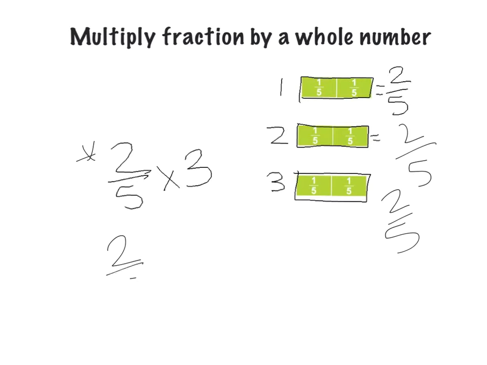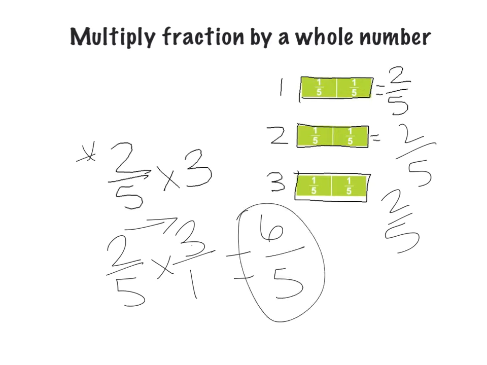So I'm going to rewrite it as 2/5 times 3 over 1, which still represents 3 wholes because 1 represents the denominator, which is how many pieces are in the whole. And when you multiply fractions, you go straight across. So 2 times 3 is 6, and 5 times 1 is 5. Since this is an improper fraction, I need to simplify it by making it into a mixed number.